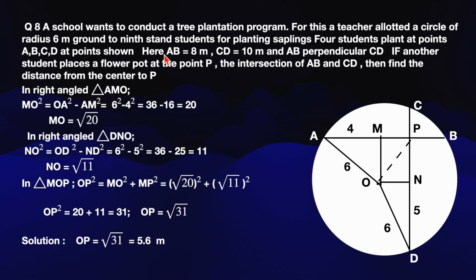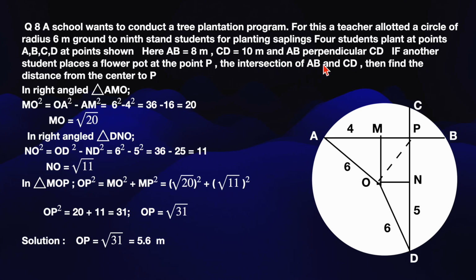Then what happens? 4 students plant at points A, B, C, D as shown. So here 4 students have done a tree planting, one here, A, B, C, D. Here AB is 8 meters. So they have given this length as 8 meters. So at this midpoint, it will be 4 meters distance. Similarly, if you take the midpoint on this, this will be 5 meters.